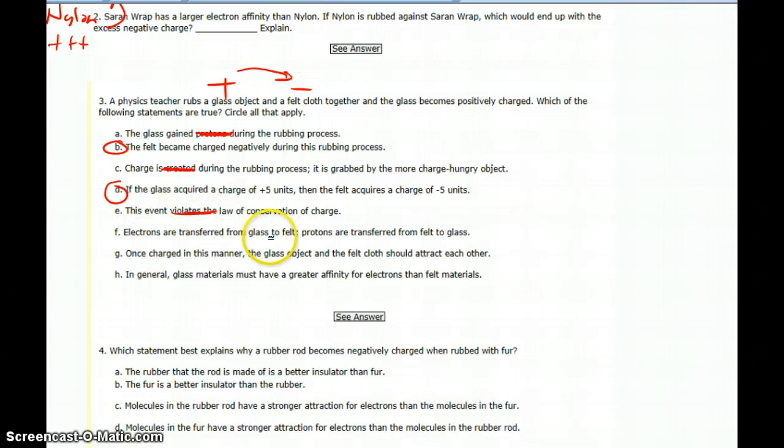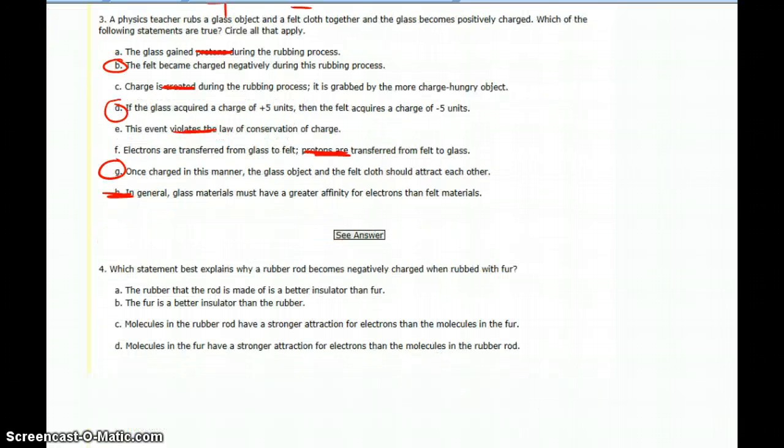Electrons are transferred from the glass to the felt. That part's correct because we do go from positive to negative. Protons are never transferred from anything, so no protons are transferred. Once charged in this manner, they should attract each other. Well, that's true because opposites attract. So we could get them to stick together at that point. In general, glass materials must have a greater affinity for electrons than felt materials. Now again, the electrons will move from less affinity to more affinity. So it's actually the glass material should have less affinity than the felt does.